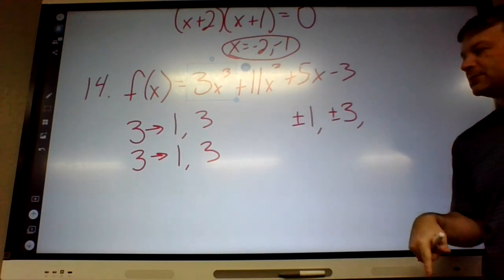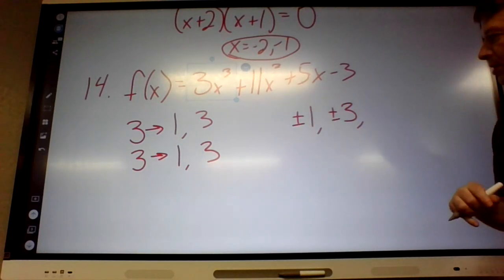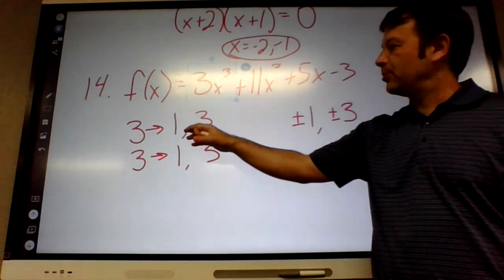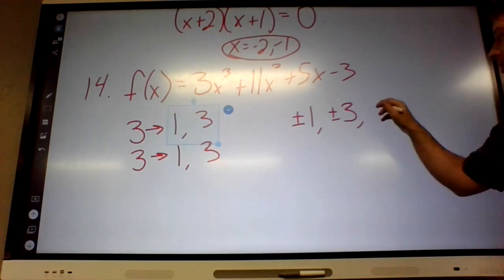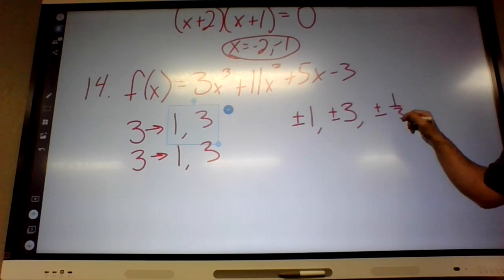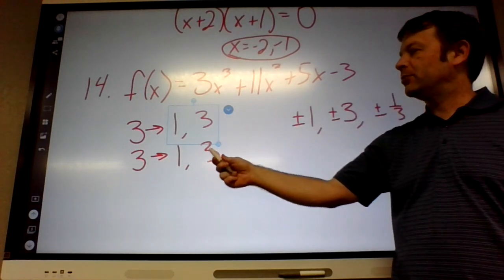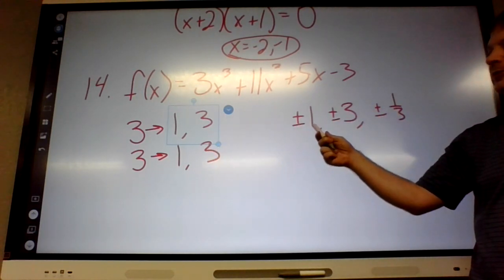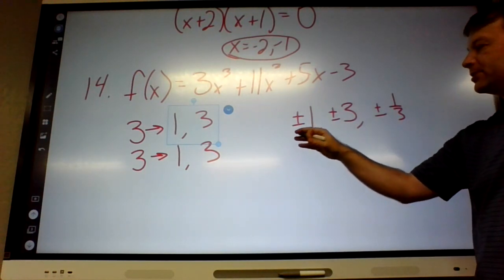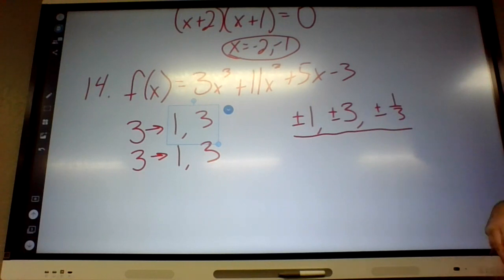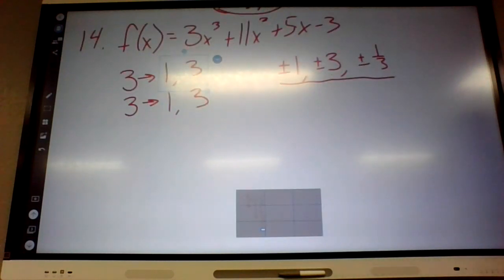So it's like yesterday's. But it's also 1 over 3 and 3 over 3. So 1 over 3 is 1/3, but what's 3 over 3? 1, which we already have. So we don't need to write 3 over 3 down. These are the possible rational roots.